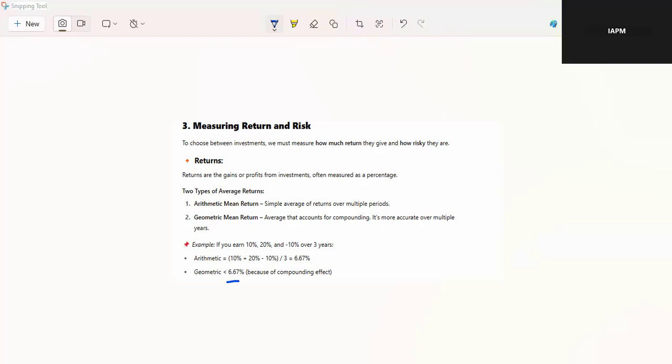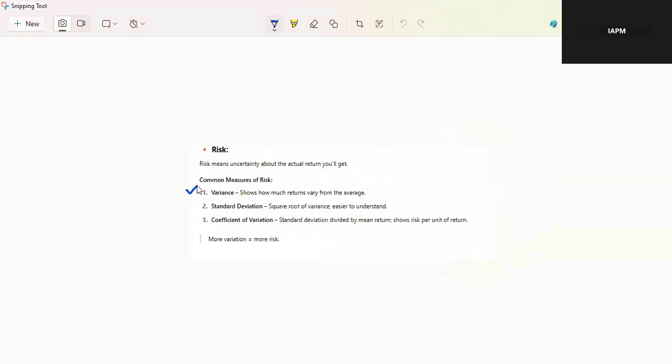Now, what is risk? Risk is simply the degree of uncertainty. Risk is measured in three main variables that we're going to look at. We can measure risk in terms of variance, which shows how much return will vary from the average. It can also be measured through standard deviation, which is the square root of the variance. It's much easier to understand.